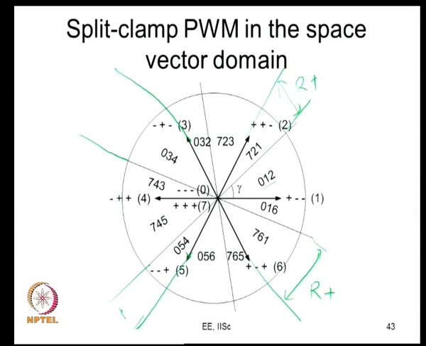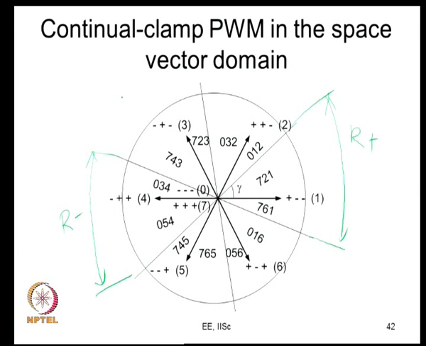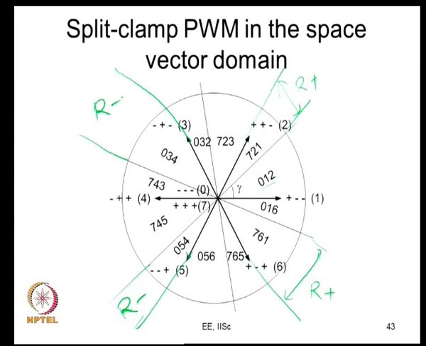The R phase would be clamped to the negative bus, here also R phase is clamped to the negative bus. So, this is split clamp PWM represented in the space vector domain. This is continual clamp PWM, this is split clamp PWM, this is how they are represented. Together they represent all the discontinuous PWM methods except like 120 degree clamp PWM, which are asymmetric anyway.